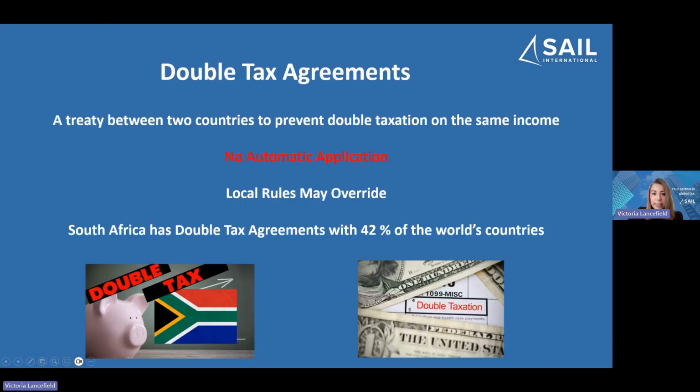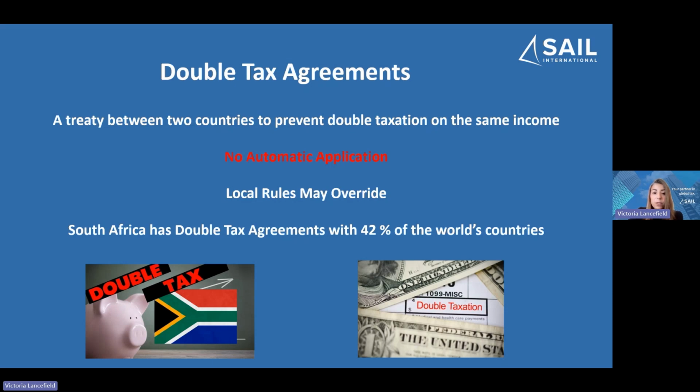Let's talk about these DTAs, double taxation agreements, that exist between various jurisdictions. These are crucial for anyone earning income across borders. So let's dive into what exactly a DTA is. A double tax agreement is a treaty between two countries that prevents the same income from being taxed twice. Sounds straightforward, right? But there's a catch. DTAs don't automatically apply. Just because a DTA exists between the two countries, it doesn't mean you're automatically protected from double taxation. You often need to apply or claim the benefits under the DTA when filing your tax returns.